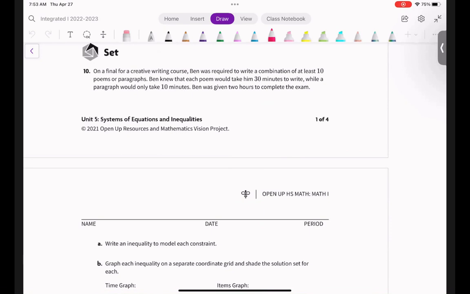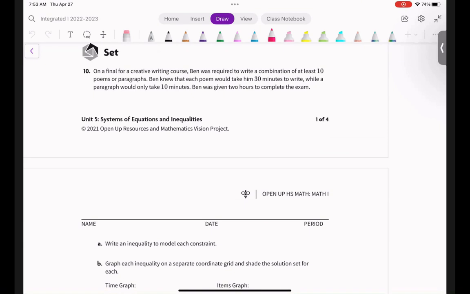On a final for a creative writing course, Ben was required to write a combination of at least 10 poems or paragraphs. Ben knew that each poem would take him 30 minutes to write, while a paragraph would only take him 10 minutes to write. Ben was given 2 hours to complete the exam. Write an inequality to model each constraint.